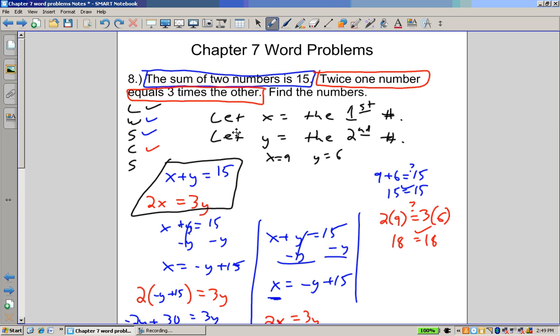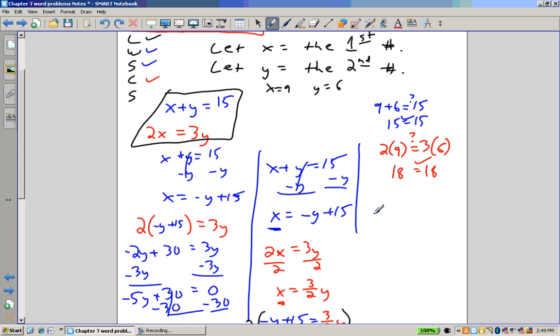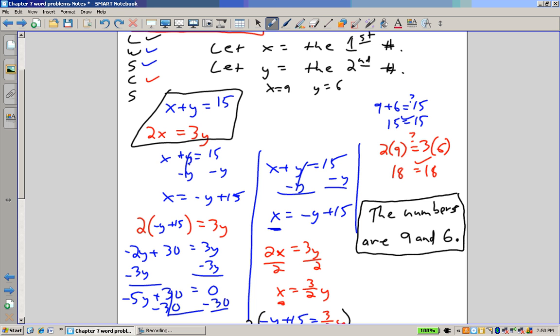And let's write a sentence. It says find the numbers. Okay, the numbers are 9 and 6. And there we go.